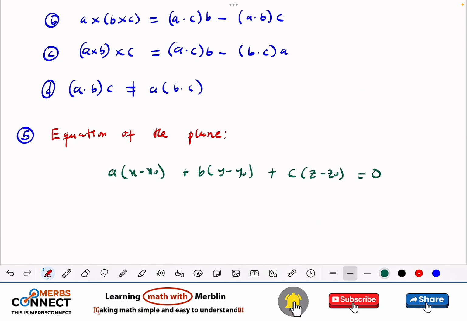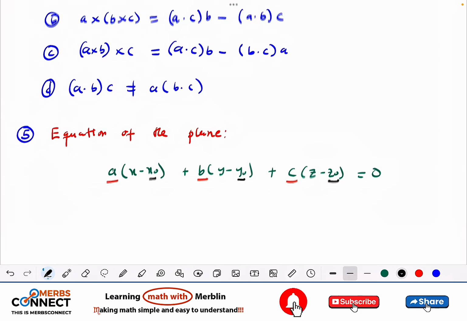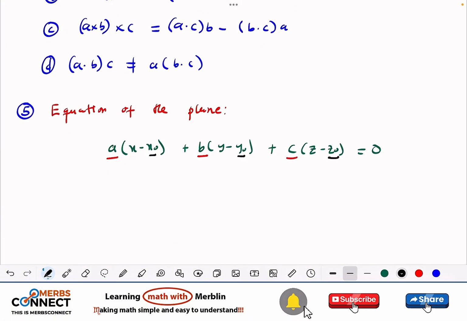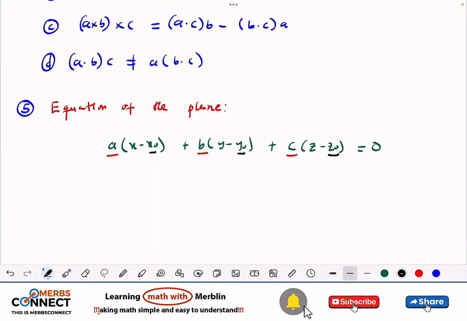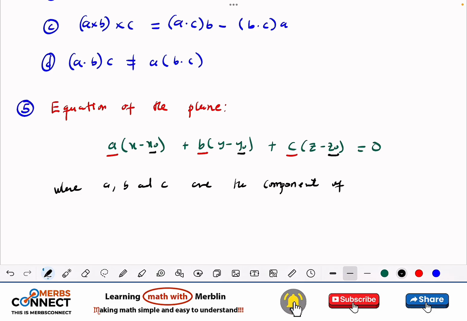Now we need to look at the terms that we have. So we have a, b, and c, and we also have x naught, y naught, and z naught. So the question is, what are a, b, and c? I'm going to define them, where a, b, and c are the components of the normal vector. You know normal vector, right?